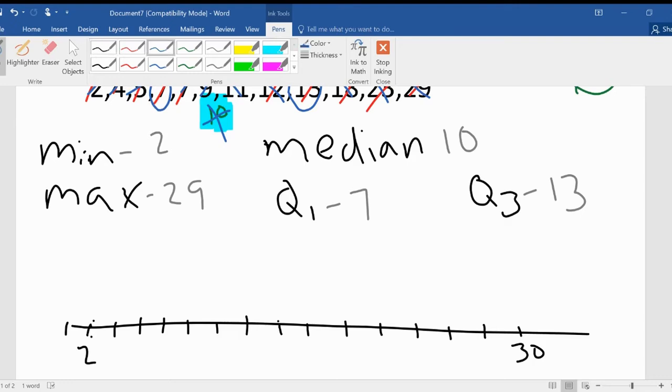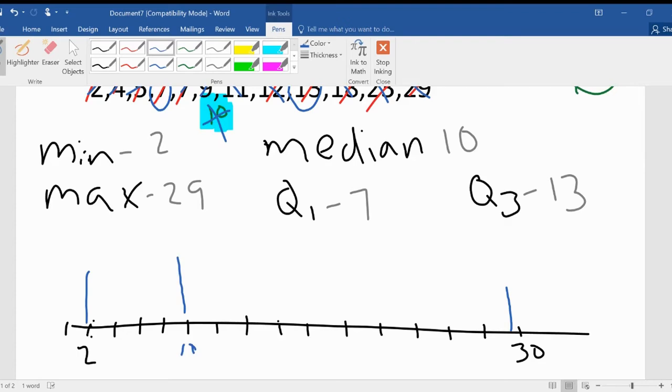Okay, so I'm going to make a big line at 2. So here's a 2, I'll make a big line. Our max was 29, so estimate where that is. I'll put it right here so you know it's under 30. Make a big line. Our median was 10. So 2, 4, 6, 8. Here's 10 here, so I'll make a big line.